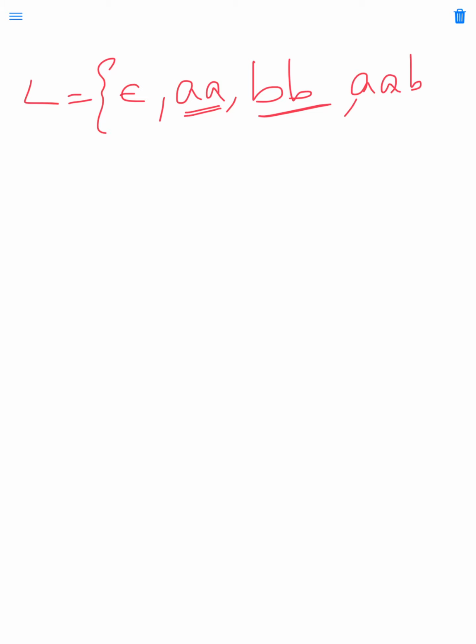L is equal to epsilon will be an element. A will not be an element. So AA will be an element because it is even numbered. BB can be taken as even numbered. AAB BAA can also be taken as an even numbered string. So like that it will be checking. So for this language, the minimum string epsilon it can take.